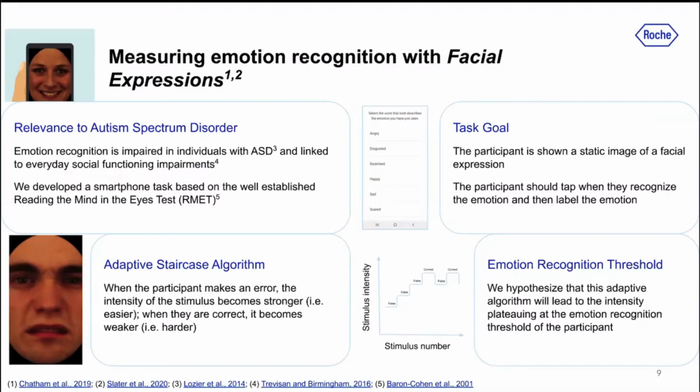Then we're able over time to find what their emotion recognition threshold is, where they're on average getting it 50% wrong or right on different trials through the particular task. And with this emotion recognition threshold, we're then able to see if there are any treatment effects which modulate this emotion recognition threshold.